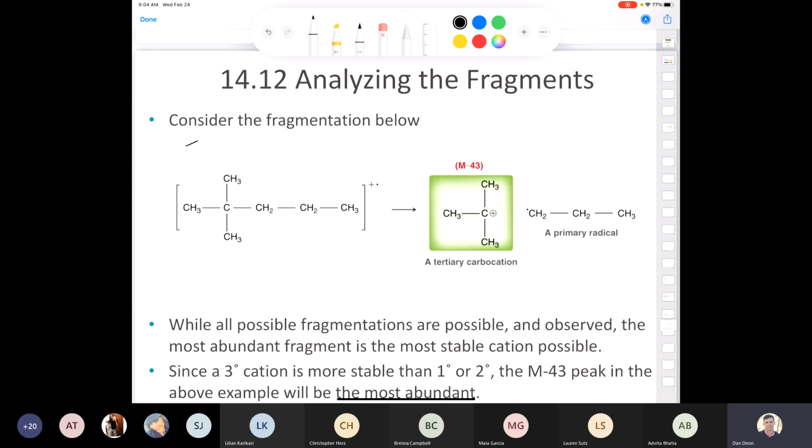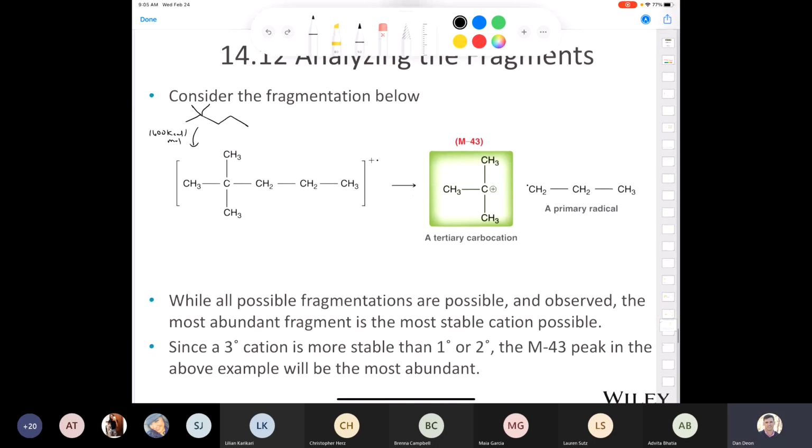2,2-dimethylpentane, right? So you'd start out with this 1, 2, 4, 5, 2,2-dimethylpentane. You subject it to 1,600 kilocalories per mole of energy, and you form a molecular ion. Okay, so there's your parent, or your molecular ion. Now it says here that it's going to end up fragmenting here, so that you're going to end up with a tertiary carbocation and a primary radical.